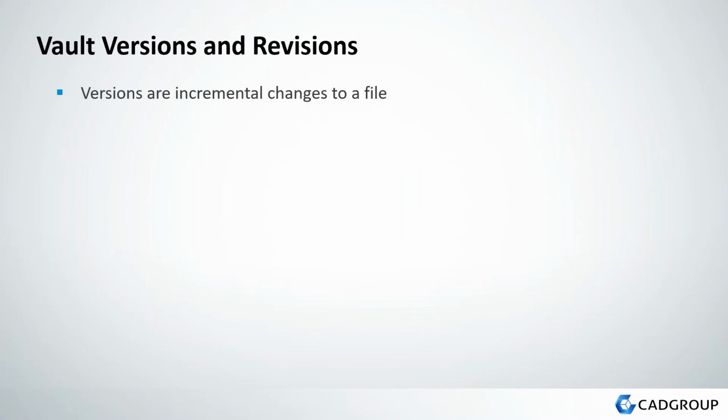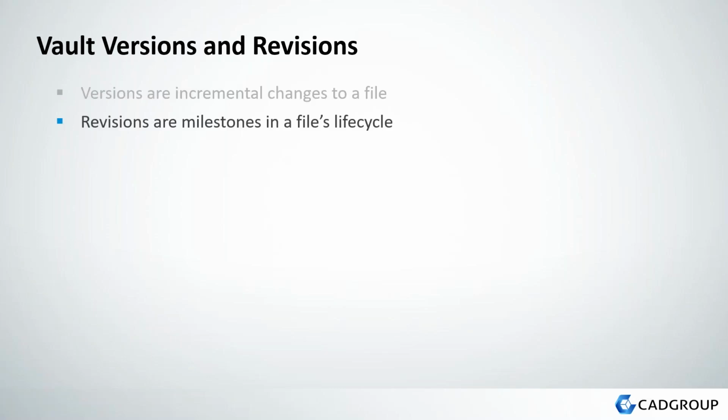Now, when we talk about Vault versions and revisions, versions are incremental changes to a file. So anytime you check a file into Vault, that's an incremental change, and it creates a new version. Technically speaking, when you check out the file, Vault creates a placeholder version, and then when you check it in, it consumes that placeholder version. But, long story short, whenever you make a change, check out and check into a file, that's a new version inside Vault.